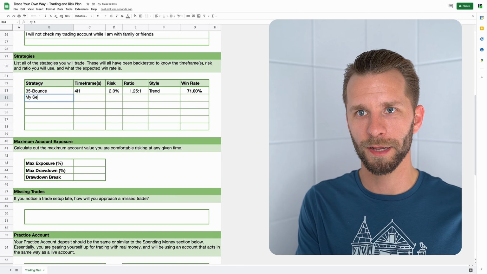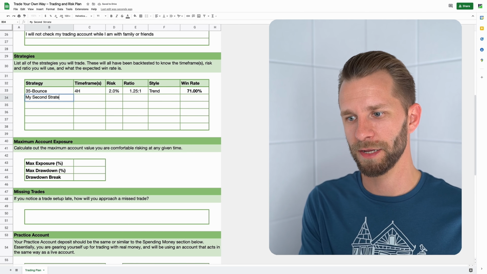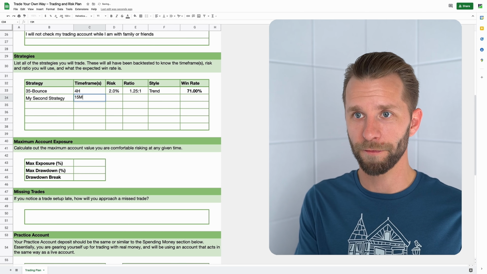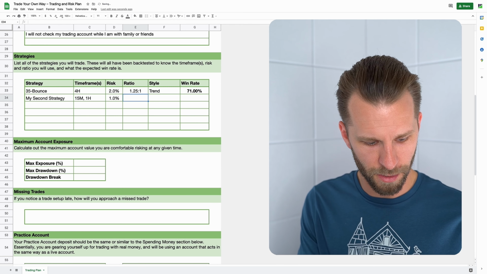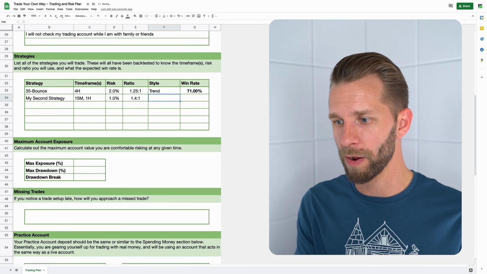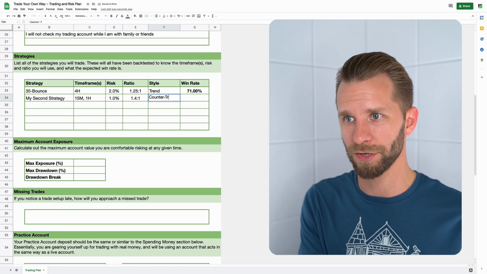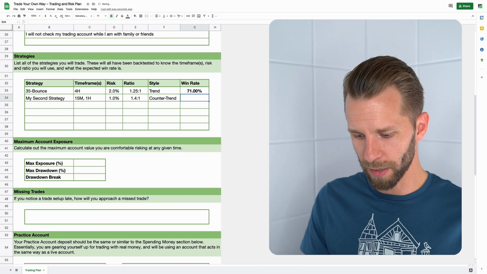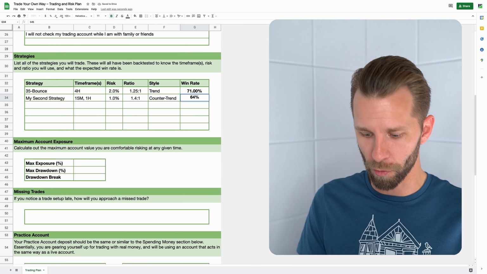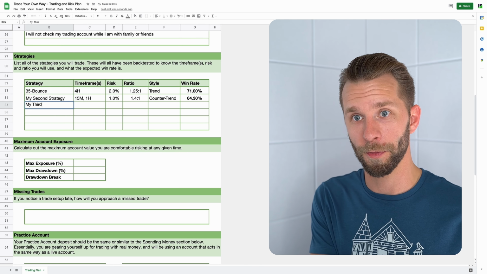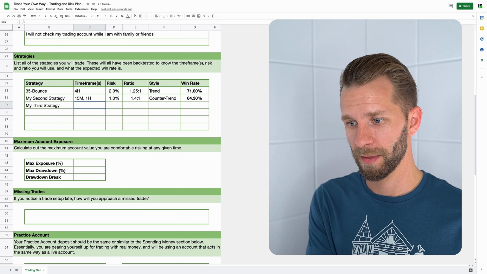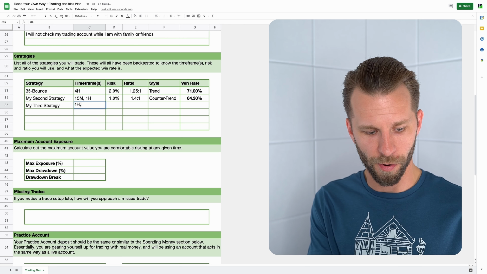So we'll call this my second strategy. And let's say this one's on the 15-minute and 1 hour time frame. I'll put a 1% risk on there. Let's say this one was a 1.4 to 1, and let's say this was a counter trend strategy. This one may be 64.3%.